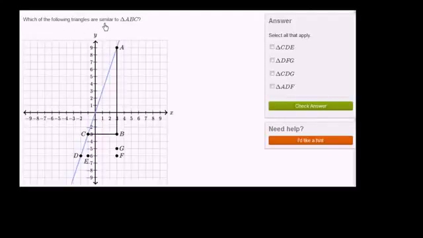Which of the following triangles are similar to triangle ABC? So let's just review what similarity means when we're talking about triangles. Let's say this is one triangle, and I'll assume it's a right triangle, although what I'm about to say is true for any triangle. And let's say this is another one.